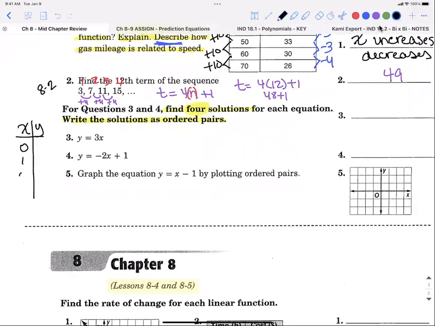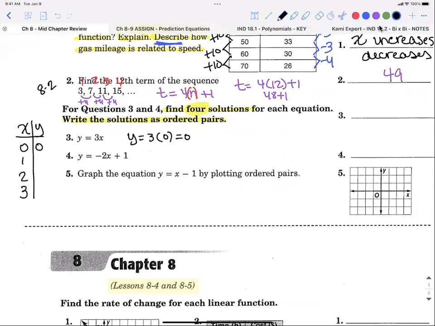It doesn't matter. 0, 1, 2, 3. There's 4 easy ones. Then work it. Y equals 3 times your first X, which I picked a 0. You may not have the same numbers in there as I do, and that's okay. Equals 0, right? So when I plug a 0 in for X, I get a 0 for Y.